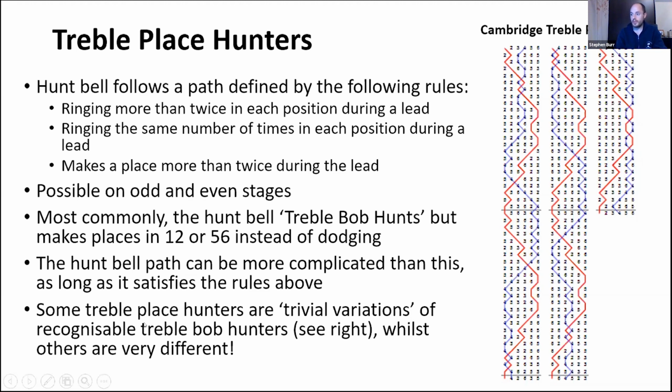So that means that some of these treble place hunters are what would be termed trivial variations of what would be considered more recognizable treble bob hunters. So here we've got Cambridge treble place minor, and for those who are familiar with Cambridge surprise major, which is a treble dodging method, you'll see that this is essentially the same, except that the work during third place bell is slightly different with these places instead of dodging with the hunt bell. But as we discussed, we can have more complex hunt bell paths, and so some of the treble place hunter methods are quite different to what we would normally think of as a kind of normal standard method. So that's treble place hunters.